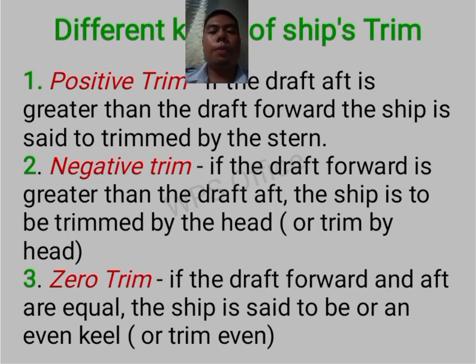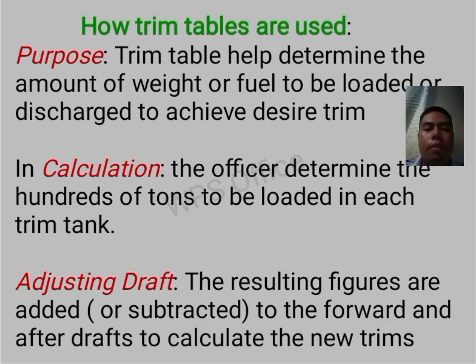Different kinds of trims. Number one is positive trim. If the draft aft is greater than the draft forward, the ship is said to be trimmed by the stern. Number two is negative trim. If the draft forward is greater than the draft aft, the ship is said to be trimmed by the head. Number three, zero trim. If the draft forward and aft are equal, the ship is said to be on an even keel or trim even.